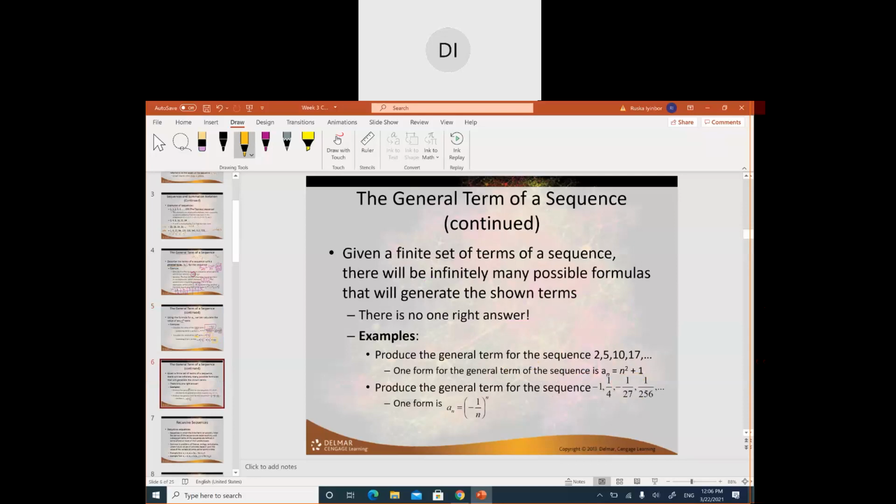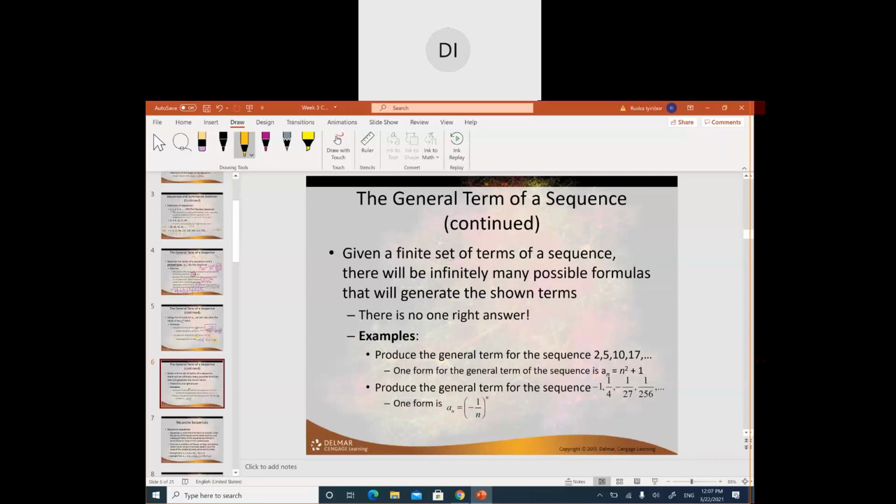There are going to be a lot of formulas. That's exactly what you're asking. Okay? There is no one right answer. Now, if I give you a sequence, now we're doing it backwards. So they're going to give us a sequence and we need to find the formula.